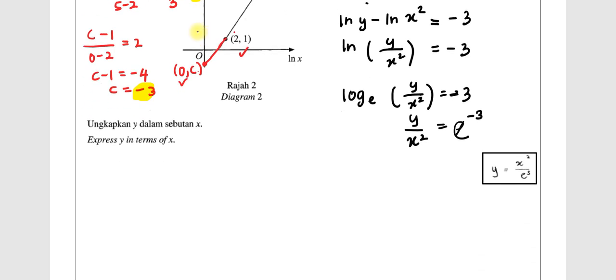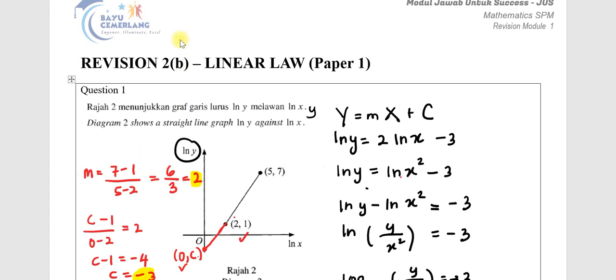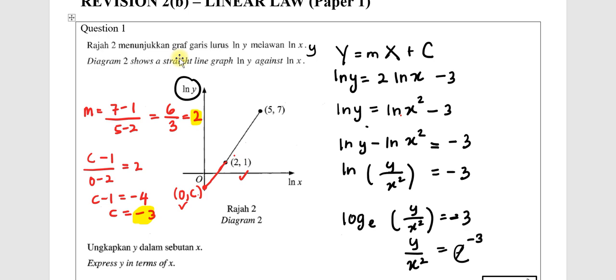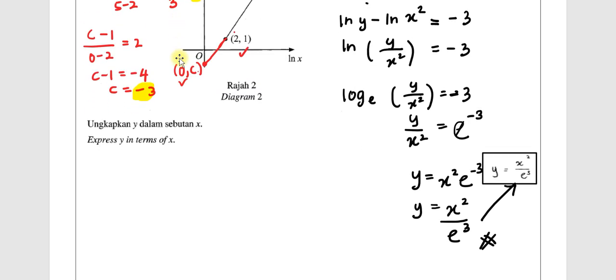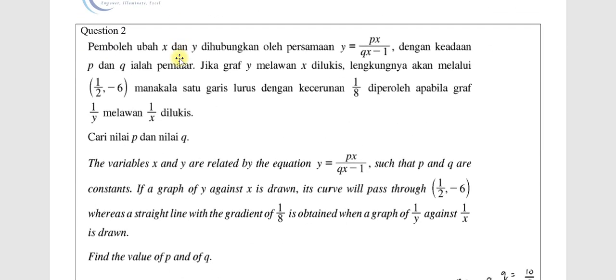Okay, so what should be the next step? The next step, make y the subject, so x square goes and multiplies by e to the power negative 3, and we all know e to the power negative 3 you can put down there. Use the properties of indices, and thus this is the answer. Okay, that is for question 1. Alright, hope you understand. Let's move on to question number 2.